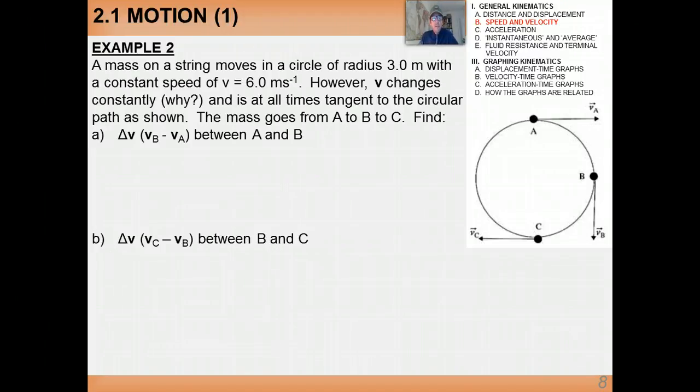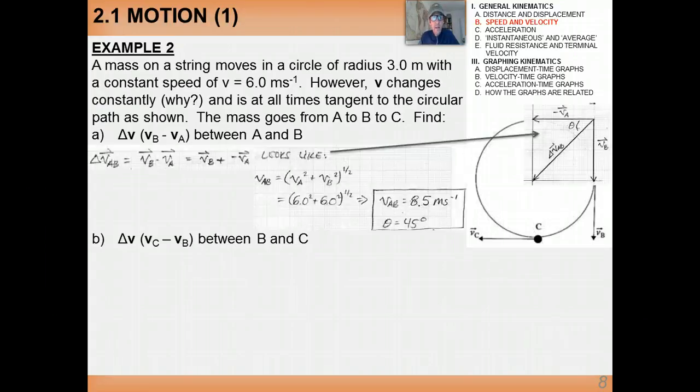I'm asking you to find delta v, which itself is a vector, and that's vb minus va. So vb minus va is really vb plus negative va. It looks like this. Here's my negative va. Here's my vb. All you do is add them together. Your resultant vector is this vector right here, which is pointed directly towards the center of the circle.